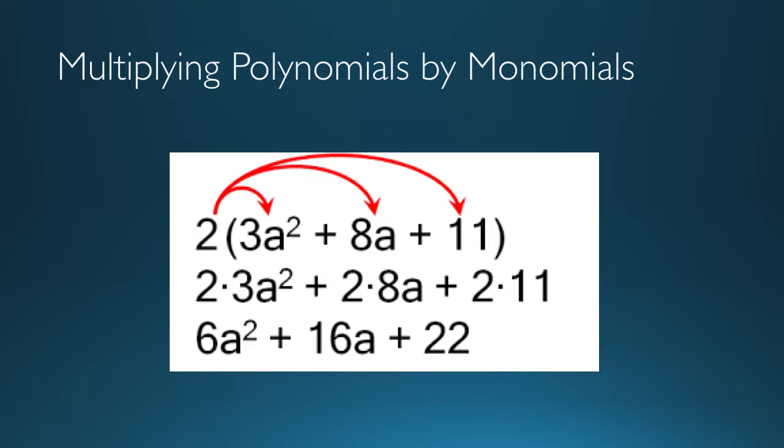So 2 times 3 is 6, and the a squared isn't being multiplied by anything, so we keep it. Then 2 times 8 is 16. A isn't being multiplied by anything, so we keep it. And then 2 times 11 is 22. So our final answer there is 6a squared plus 16a plus 22.